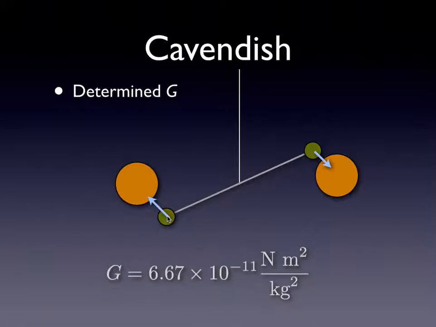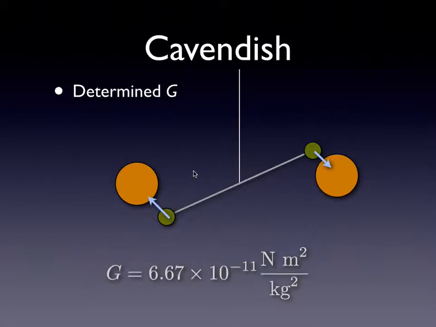But this is supported by a wire, so that small force can attract to this and get it to twist. So if you know the mass of these two objects and the distance between them, and you can find the force by how much it twists, you can find everything but G and solve for G. And you get the gravitational constant is 6.67 times 10 to the negative 11th newton meters squared per kilogram squared. So it's not very large. And this gravitational force is a very weak force.